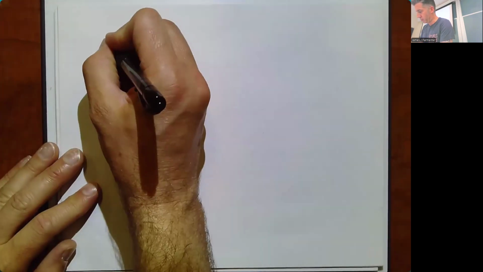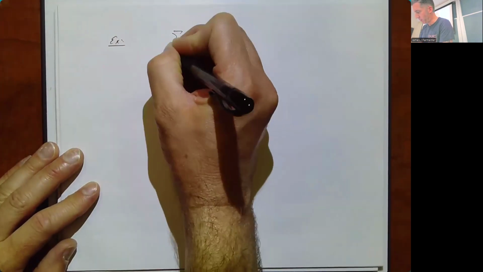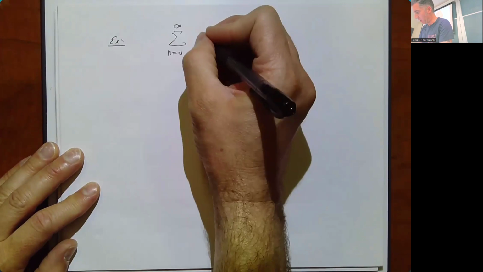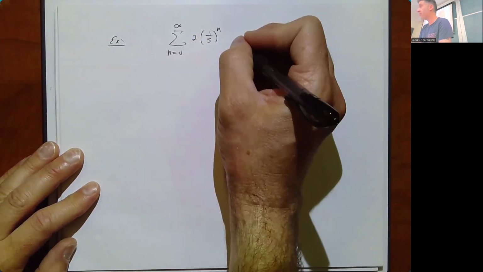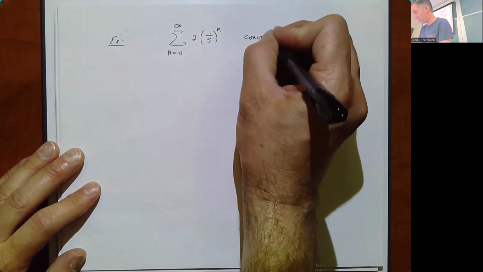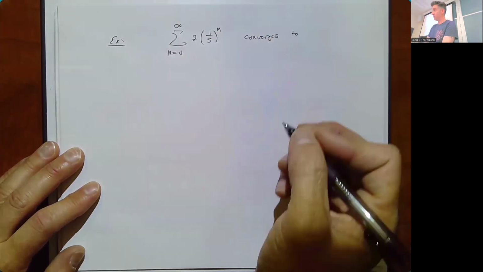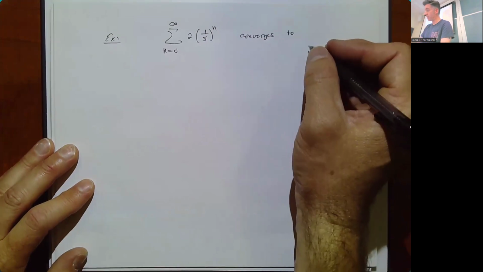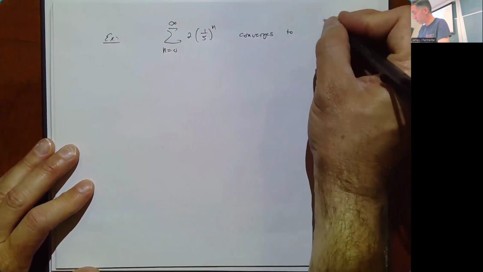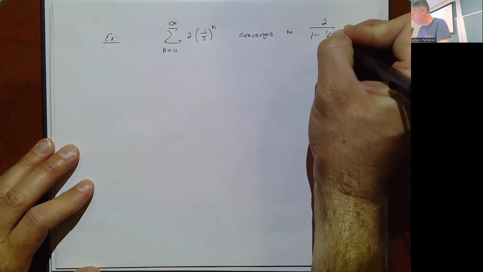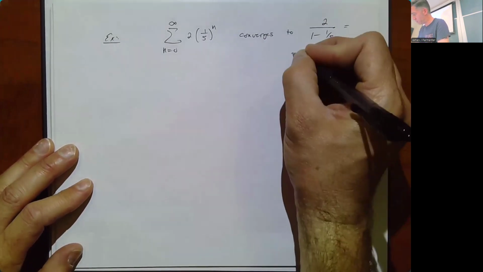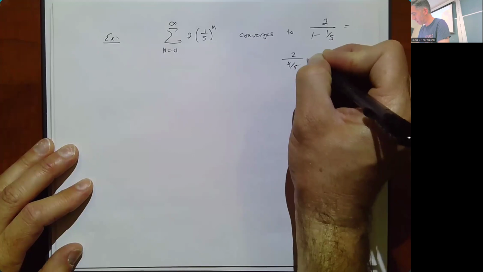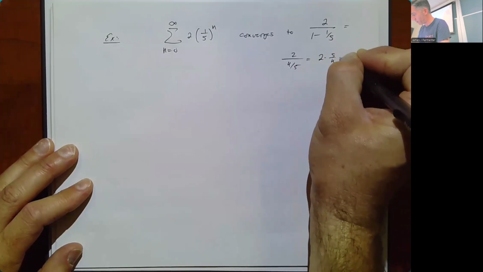Let me do one example. So for example, the sum from n equals 0 to infinity of 2 times 1/5 to the nth power converges to, really, I wouldn't write this, I would just say equals. Well, let's see. My a is 2, and my r is 1/5. So it converges to 2 over 1 minus 1/5, which is equal to 2 divided by 4/5, which is 2 times 5/4, which is 5 over 2.